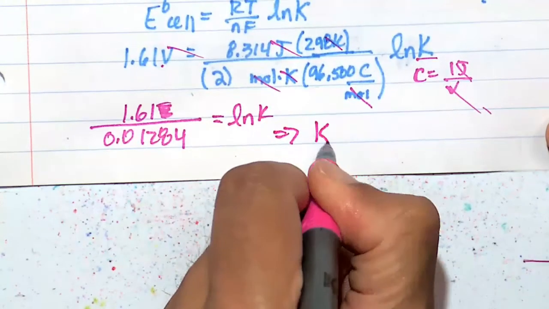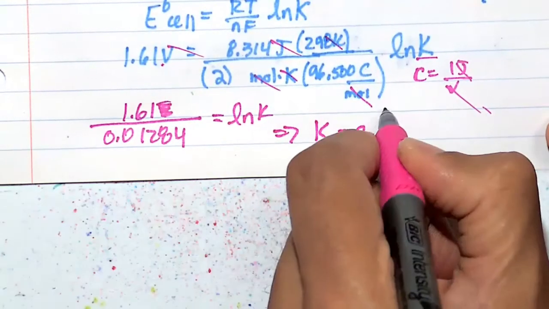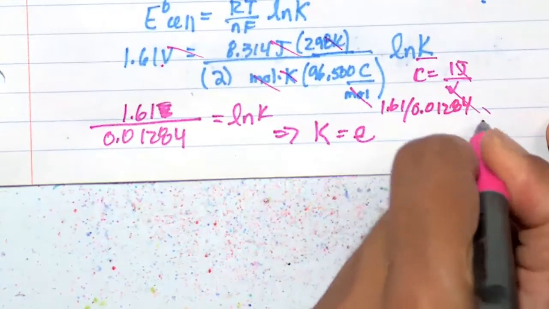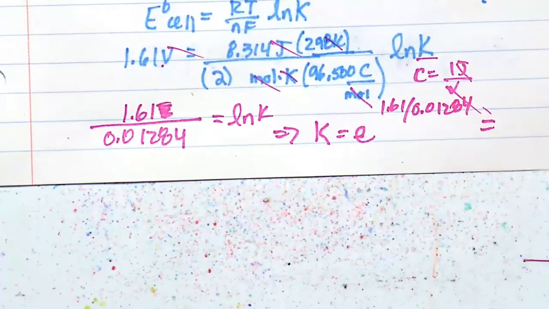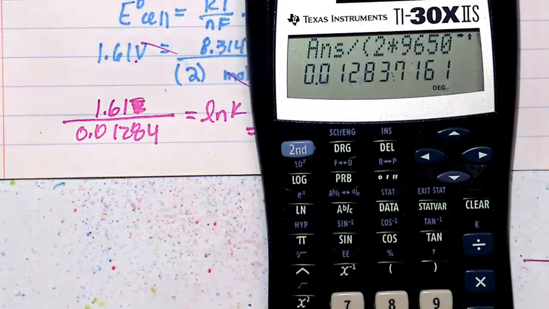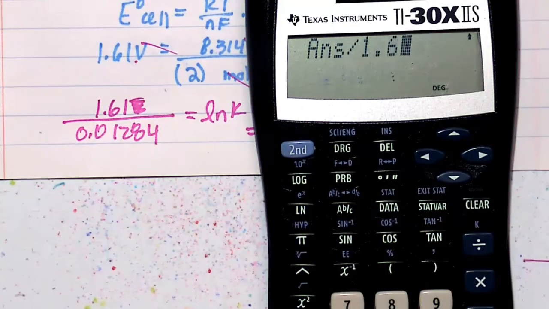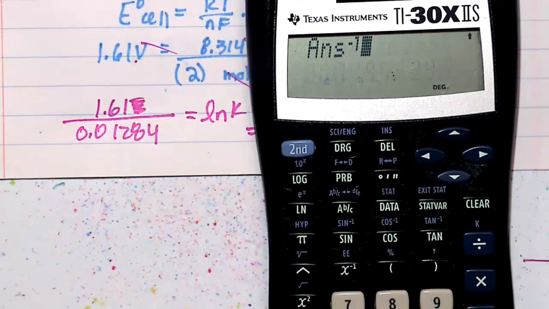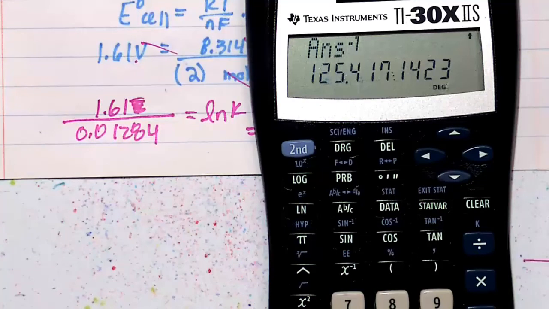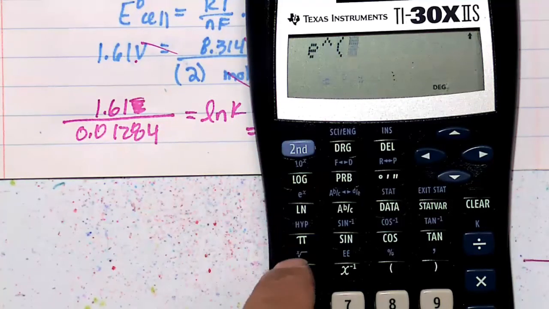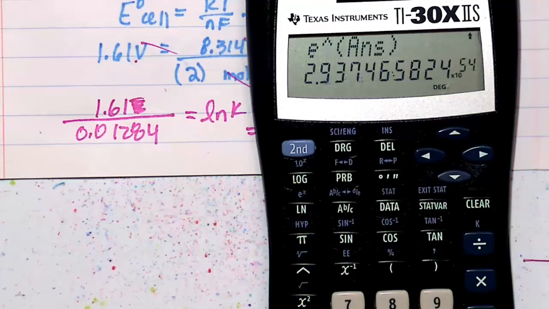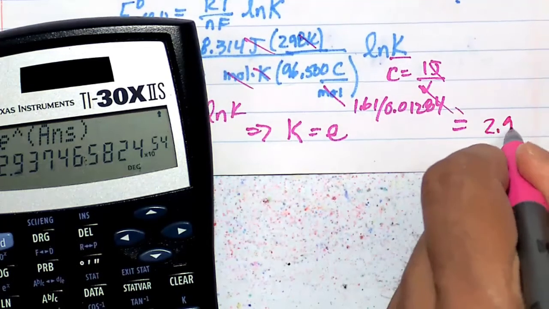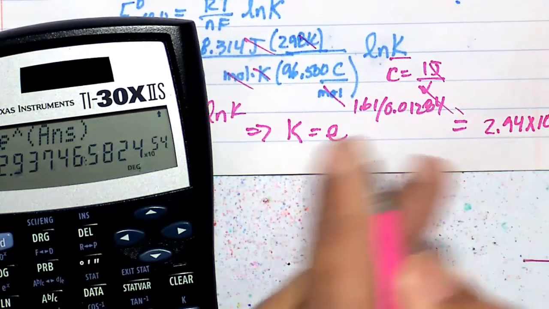So to get K, I'm going to take e to the power of this value, which is 1.61 divided by 0.01284, the inverse of the natural log. Let's divide 1.61 by this and then flip it, because it's 1.61 divided by this. The flipping button is that. Then we take the inverse natural log of that number, and we get a very large number of 2.94 times 10 to the 54, and that is our equilibrium constant for this reaction.